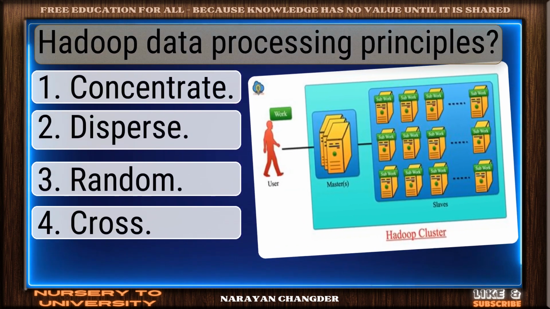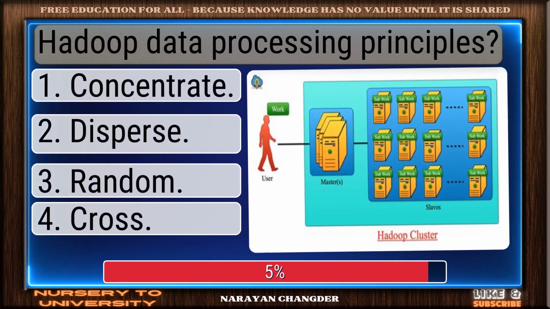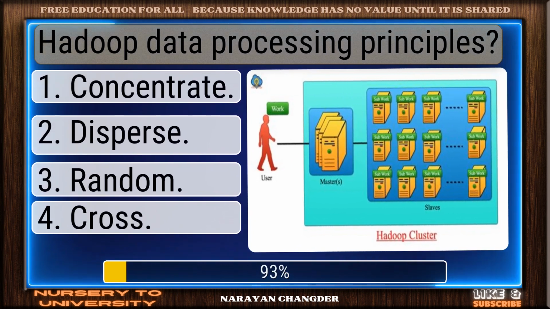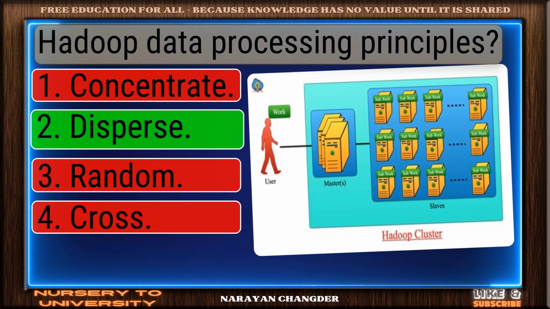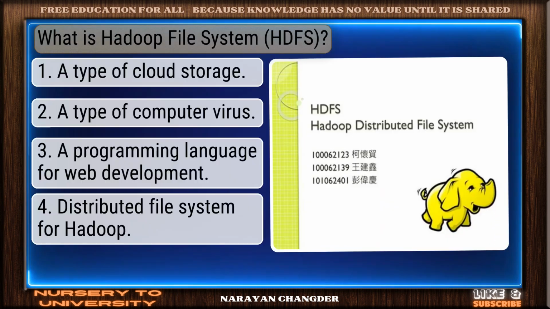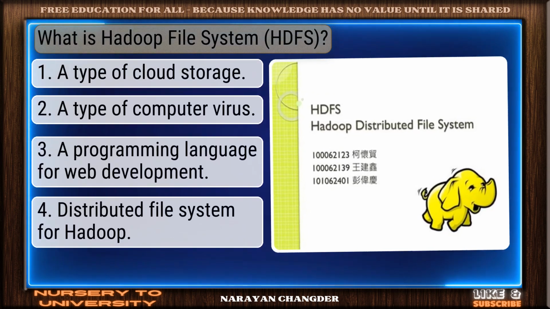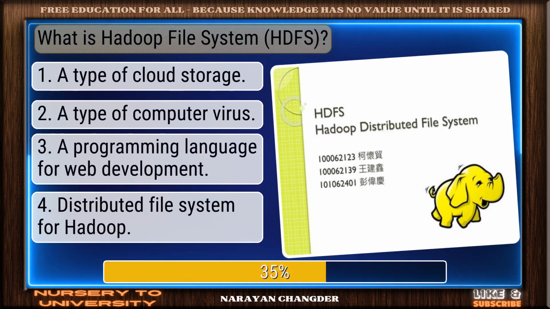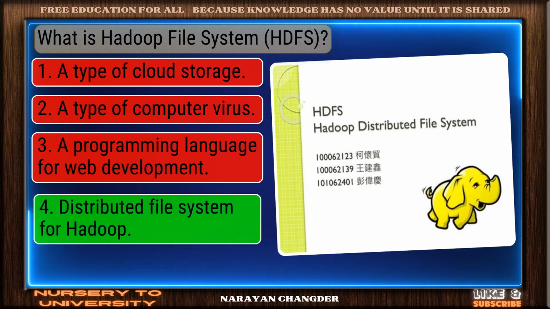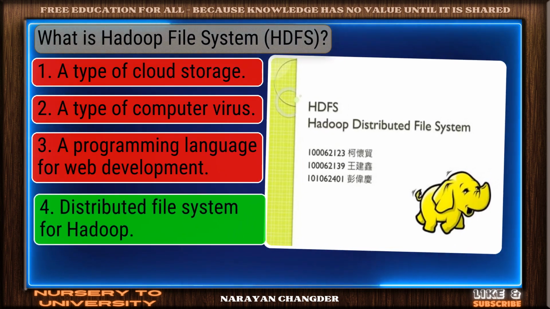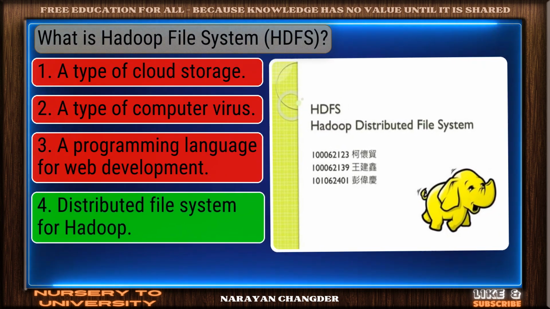Question number 57. Hadoop data processing principles. Great job. Disperse is the accurate answer. Question number 58. What is Hadoop file system? Correct. Distributed file system for Hadoop is the right answer.